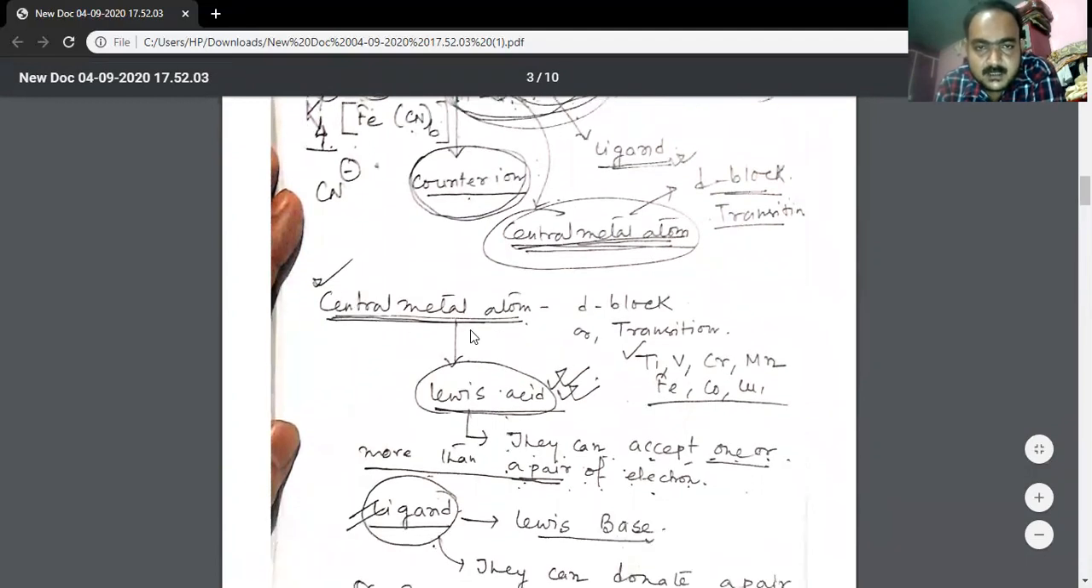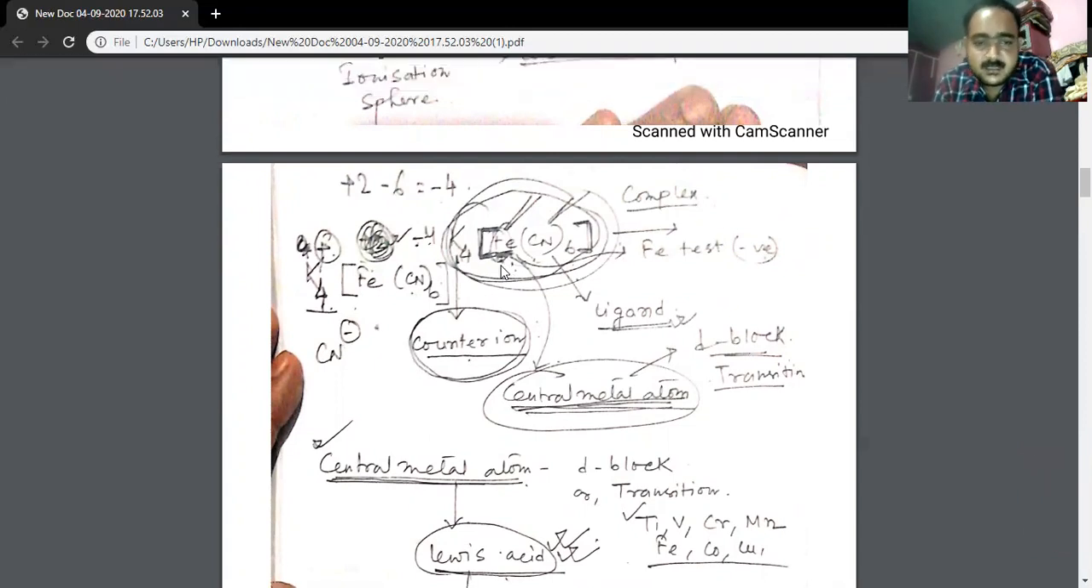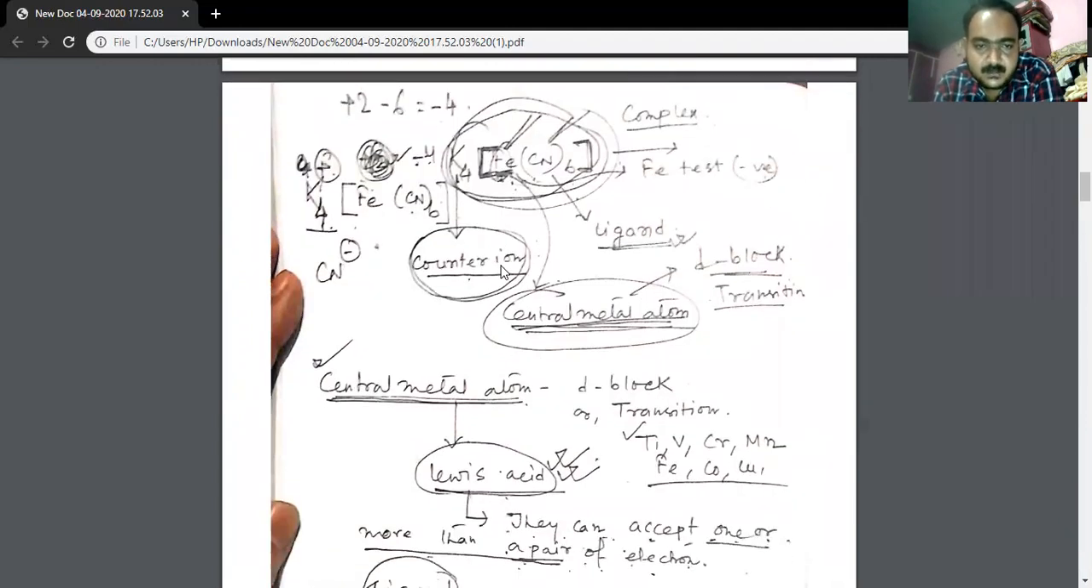Now see, central metal atoms are Lewis acids, because if we go through the definition of the central metal atom, we will find out why this is a Lewis acid. They can accept one or more than one pair of electrons. According to the definition of Lewis acids, the substances that can accommodate a pair or more than a pair of electrons are known as Lewis acids. Now see, the central metal atoms can accept one or more than one pair of electrons in them. So they are generally Lewis acids.